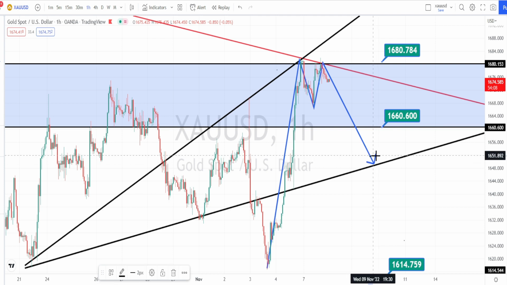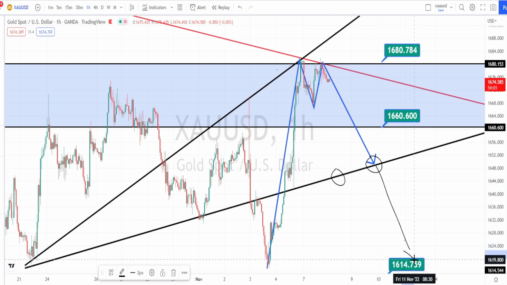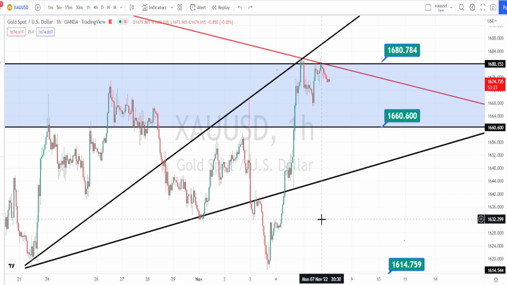And only when the price action breaks the support line from the 4 hours time frame, we can expect the further continuation of the bearish side retracement in hourly time frame also. Let us mark the support and resistance levels.